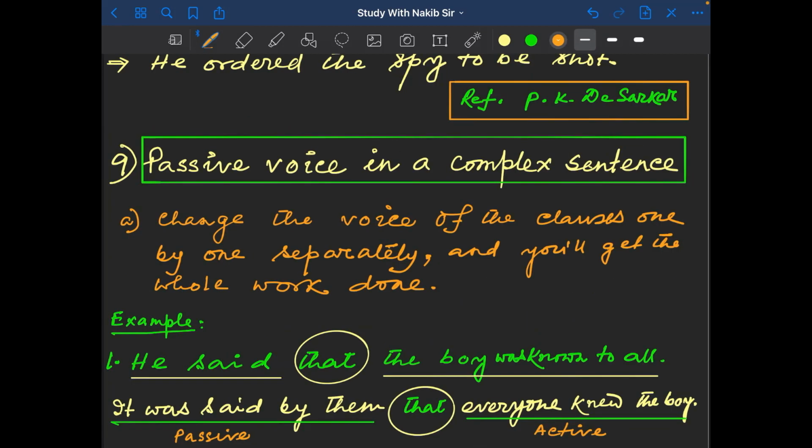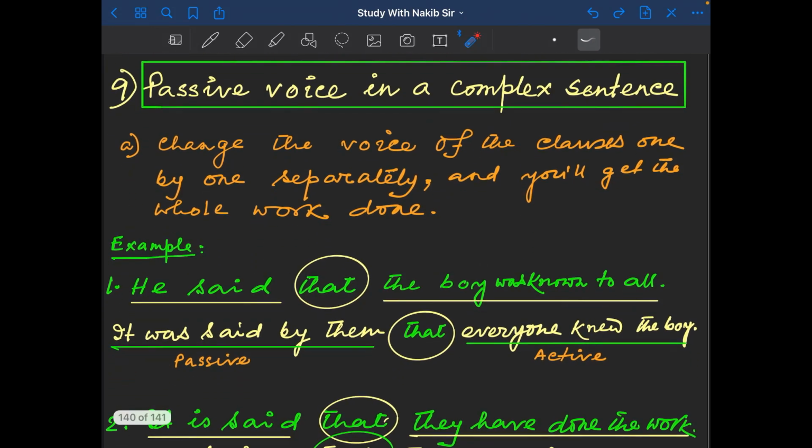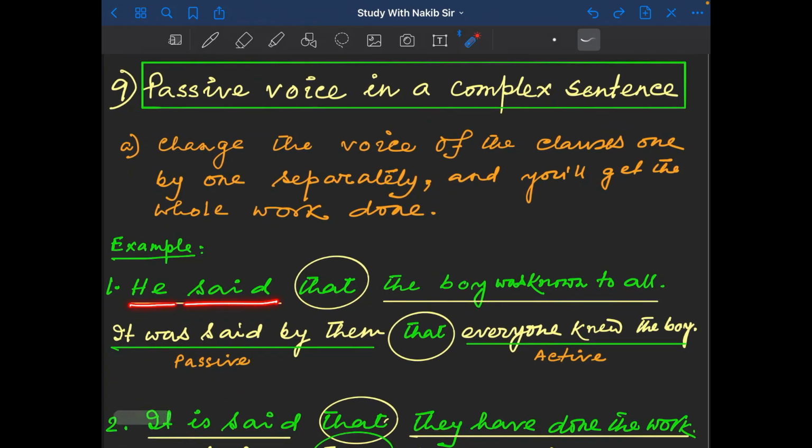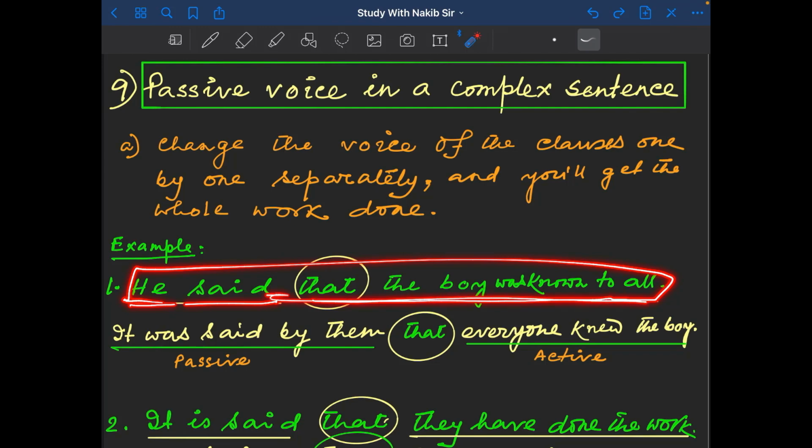Okay. Now, the last but not the least point is the point about the passive voice in a complex sentence. What is said here? Change the voice of the clauses one by one separately, and you will get the whole work done. See the example. He said that the boy was known to all.